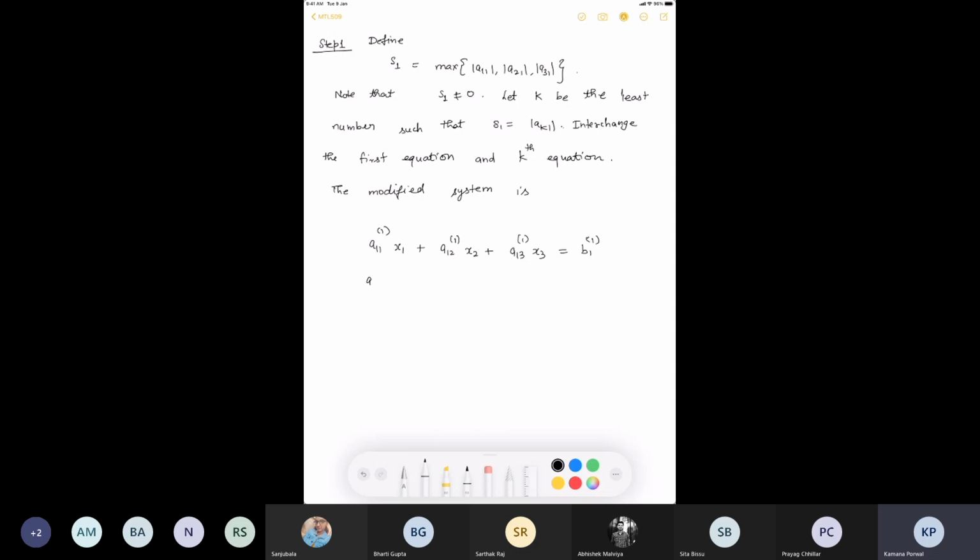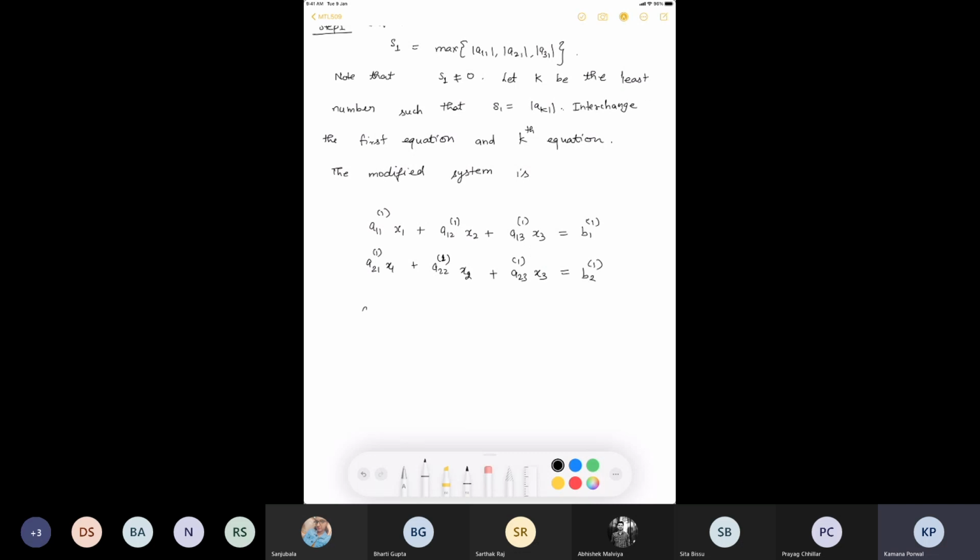So the second equation is going to be A21^1 x1 plus A22^1 x2 plus A23^1 x3 equals B2^1. And then likewise I will have the third equation. So this is going to be A31^1 x1 plus A32^1 x2 plus A33^1 x3 with the superscript 1.